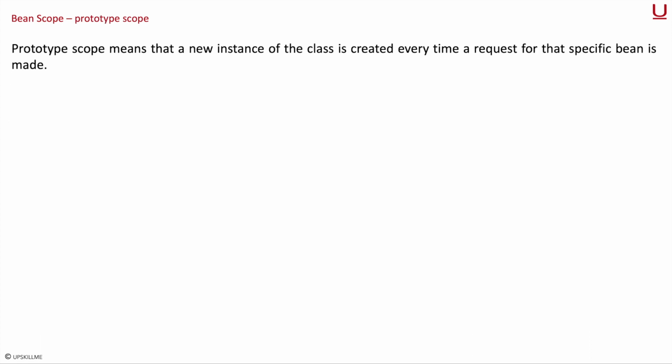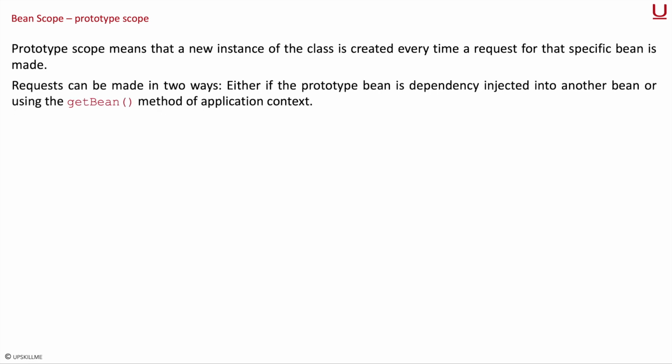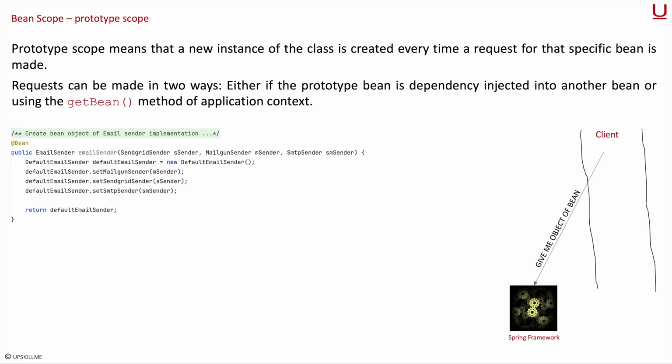Prototype scope means that a new instance of the class is created every time a request for that specific bean is made. Request can be made in two ways, either if the prototype bean is dependency injected into another bean or using the getBean method of application context. As we can see here, every time an object is requested, Spring will create a new object for the prototype bean.